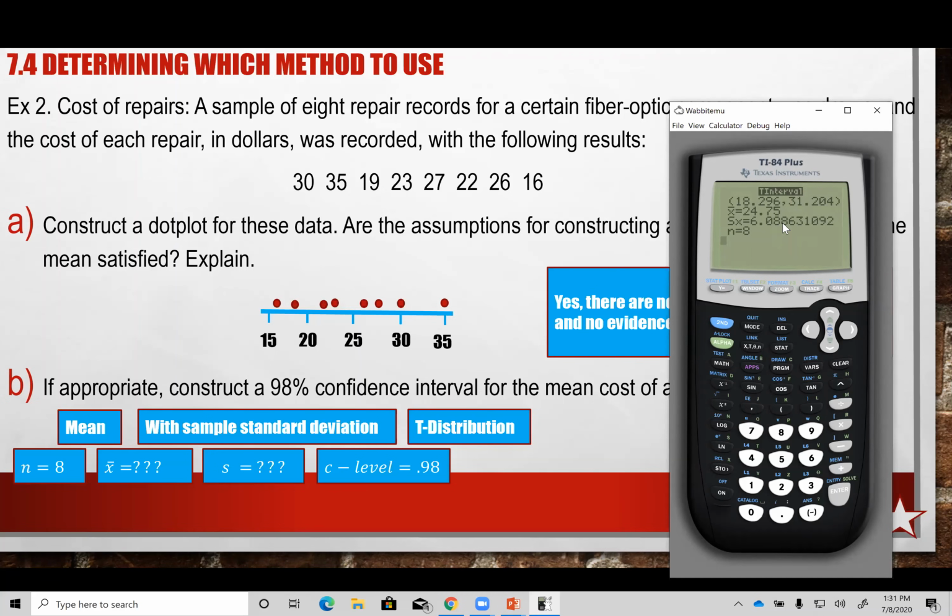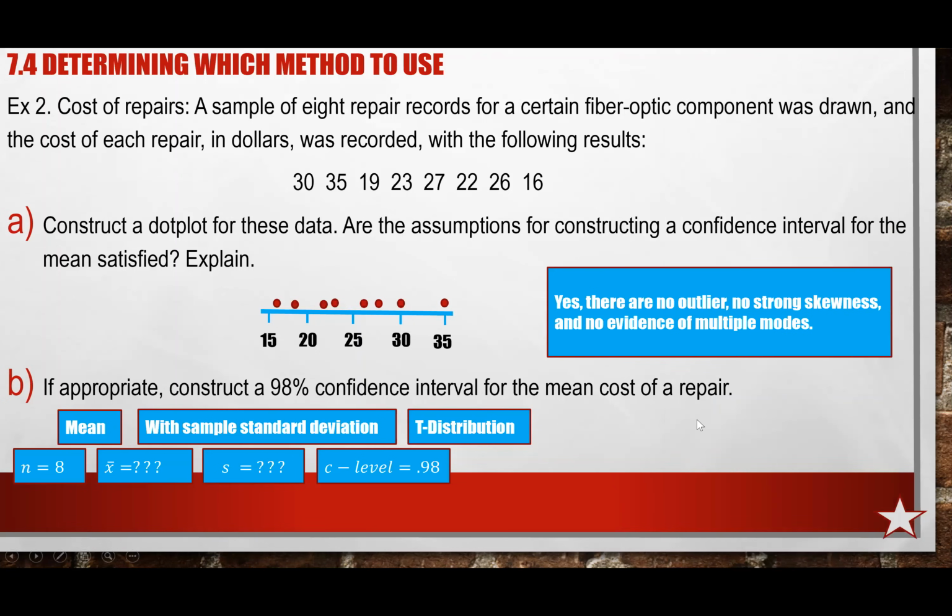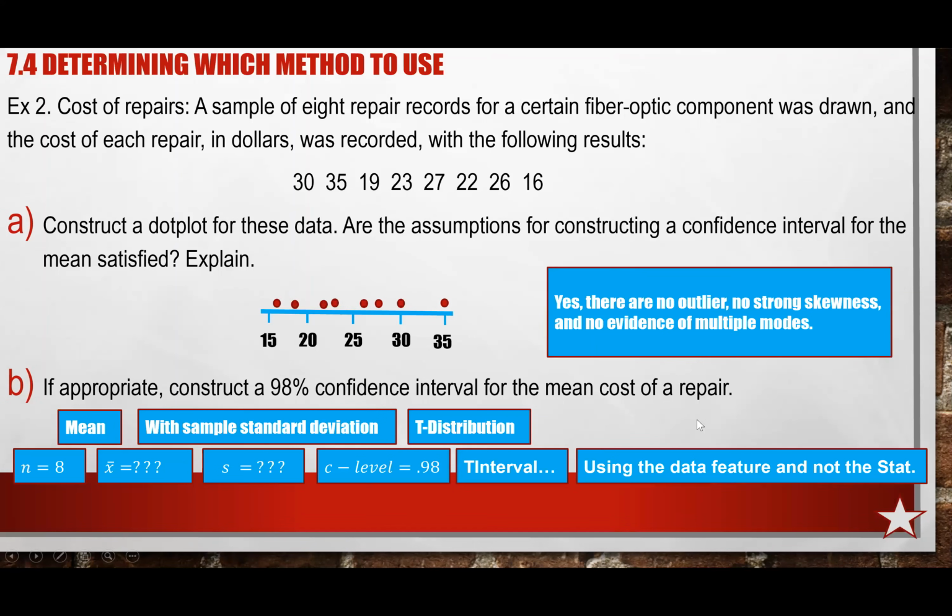If we have the raw data, we input it in L1 and tell the calculator to go to L1, take that data and calculate the confidence interval. Everybody see that the confidence interval we have is 18.3 to 31.2. Here we use the t-interval, using the data feature because we have the raw data, and not the stat feature.